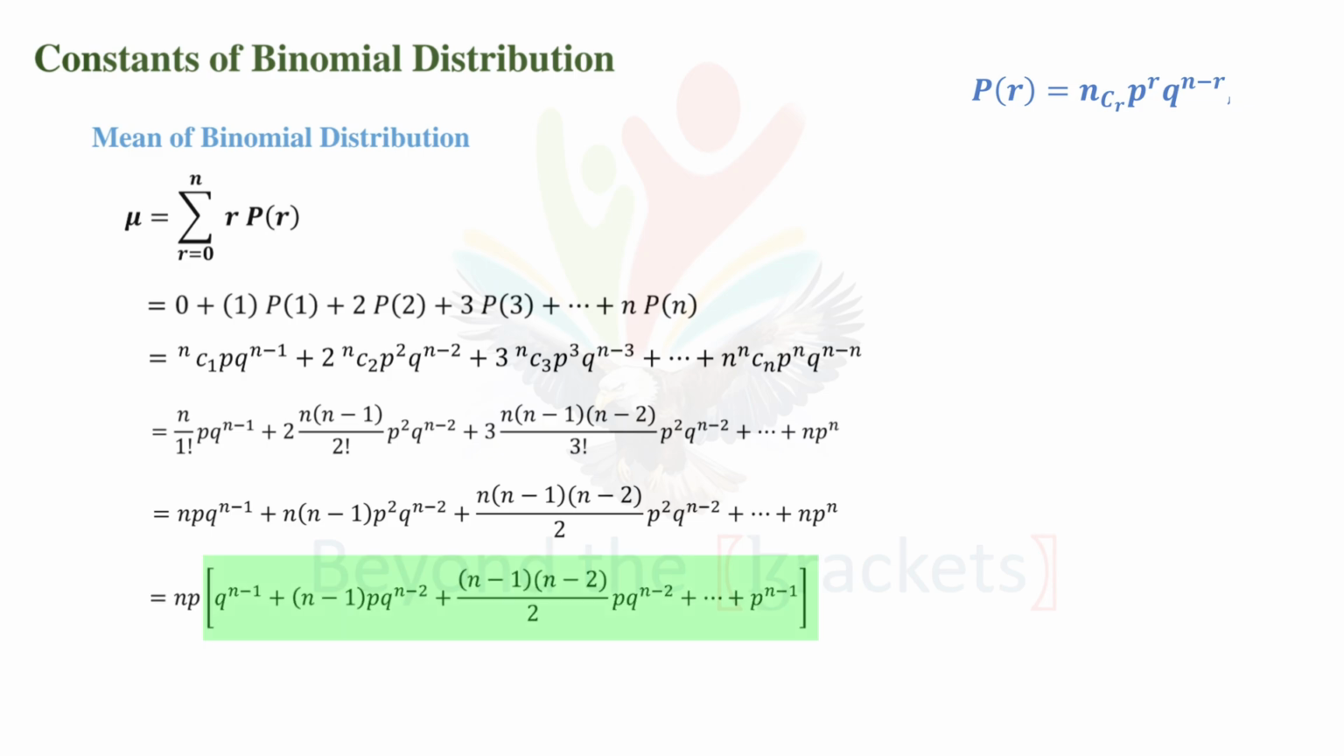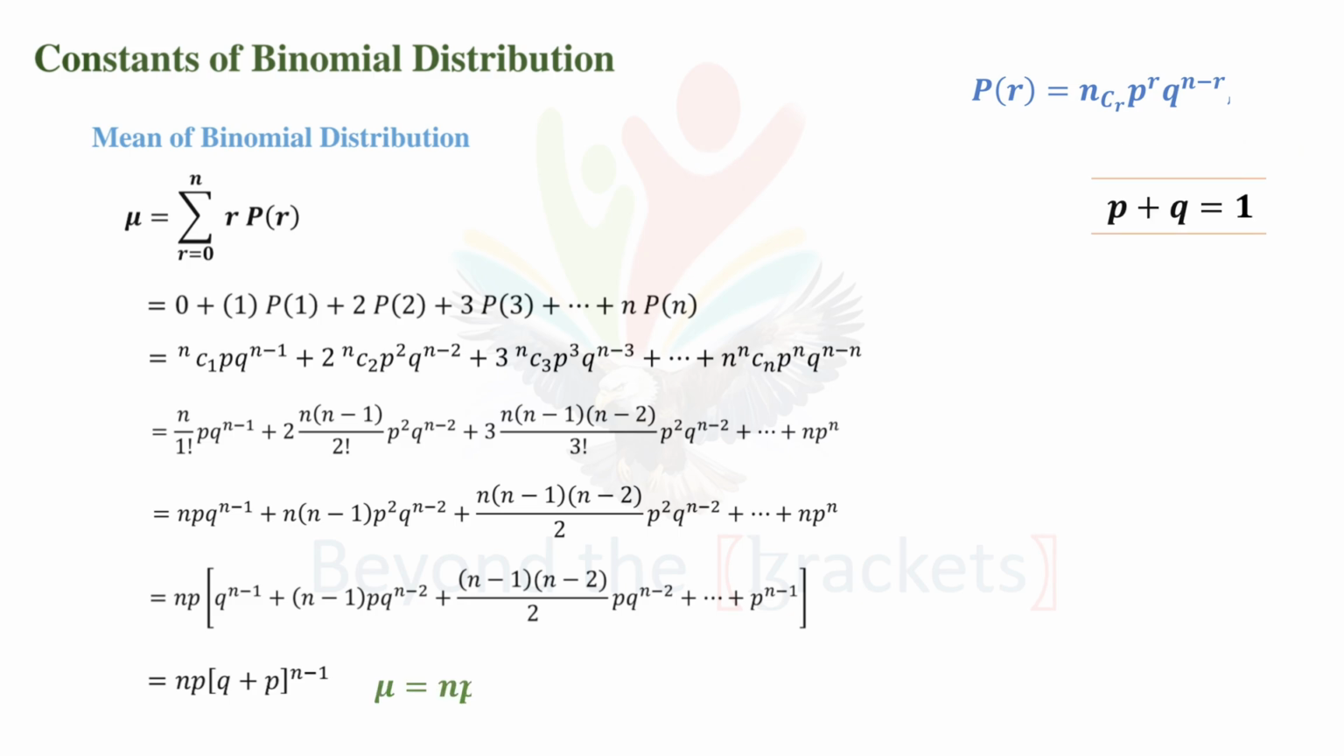The expression obtained is similar to the binomial expansion q plus p power n minus 1 because its terms follow the standard binomial pattern. Since p plus q is 1, this will be simplified to np.